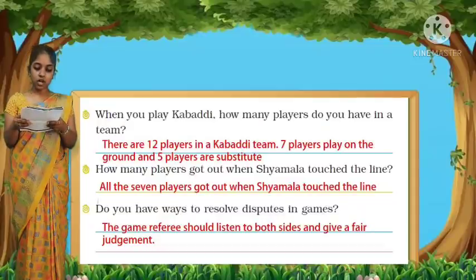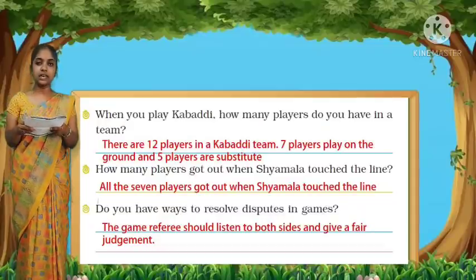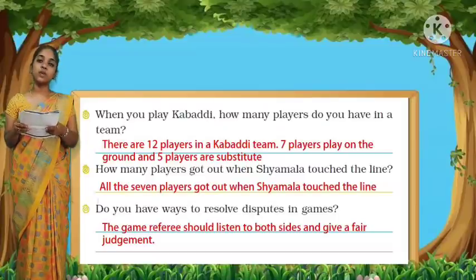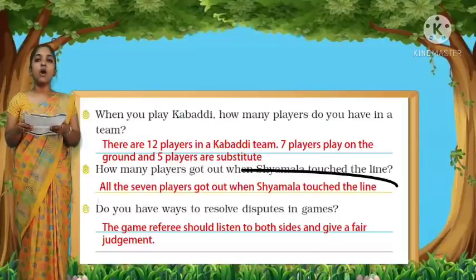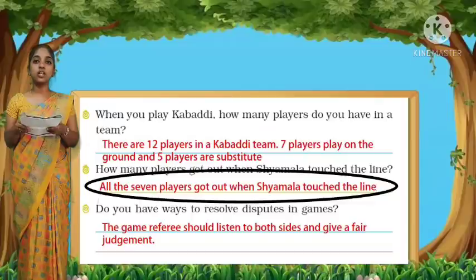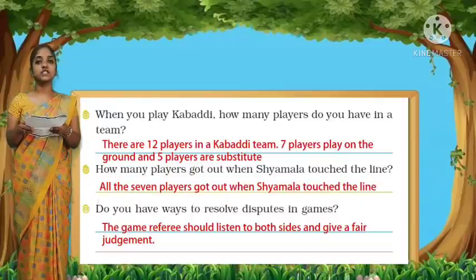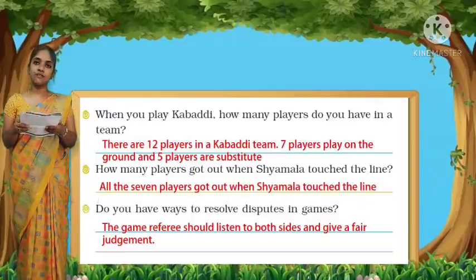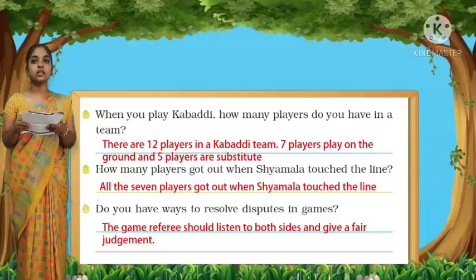How many players got out when Shamla touched the midline? All the 7 players got out when Shamla touched the line. Okay, all the 7 players who touched Shamla, they got out.